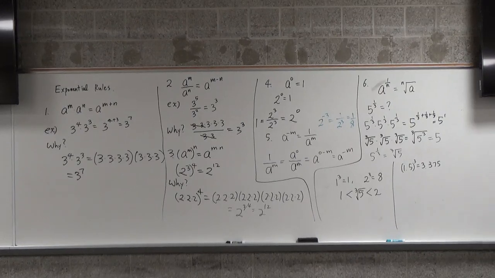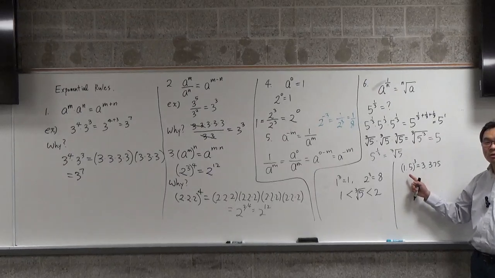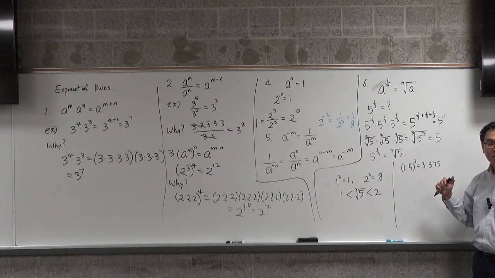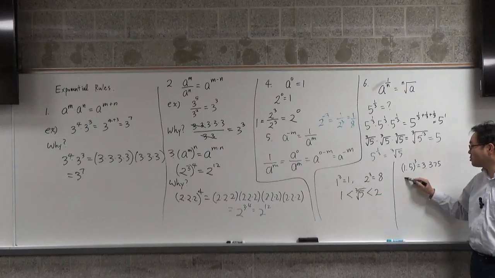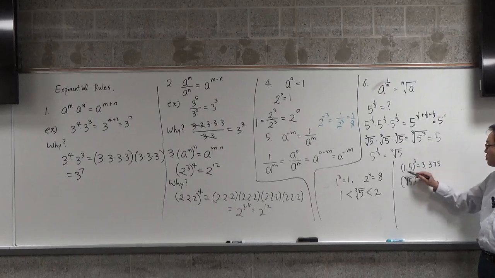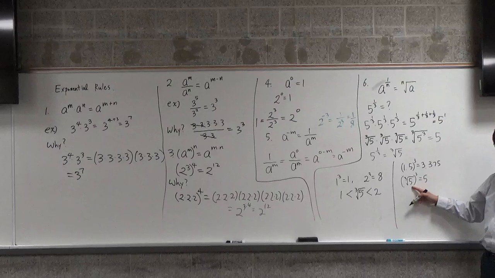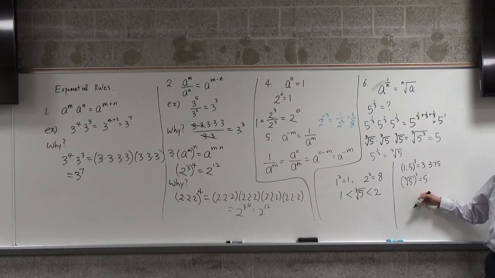Which means cube root of 5 is what? Lesser than 1.5 or bigger than 1.5? What do you think? So cube root of 5 is such a number that if you take a cube, you get a 5. So which is bigger? Cube root of 5 is bigger than 1.5. Isn't that right? Agreed? Yeah.